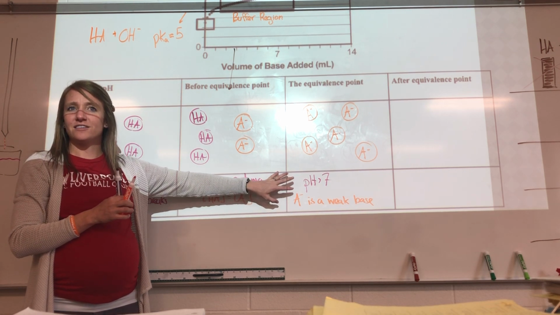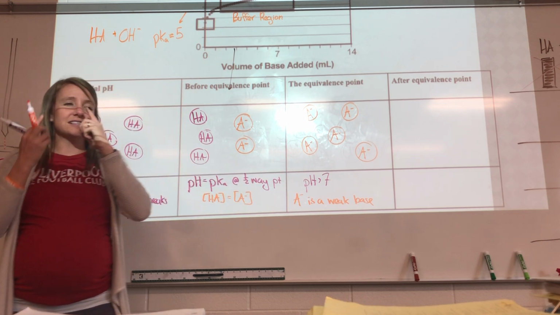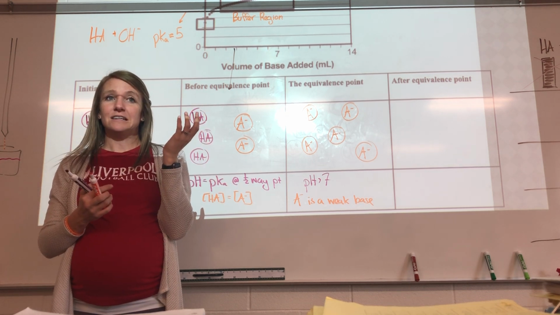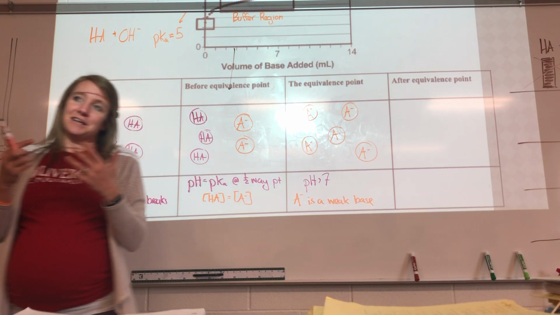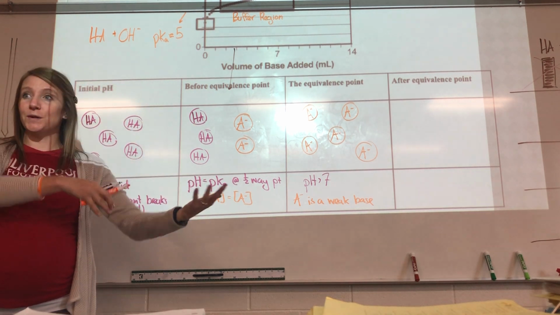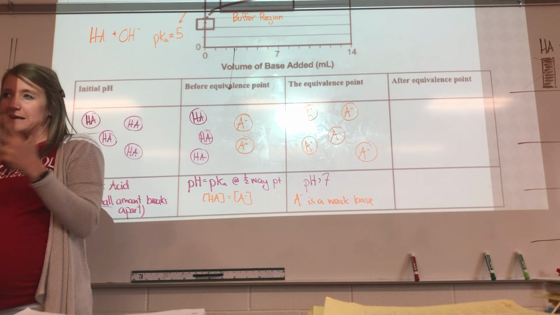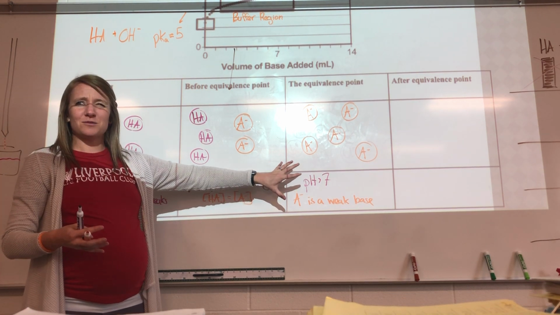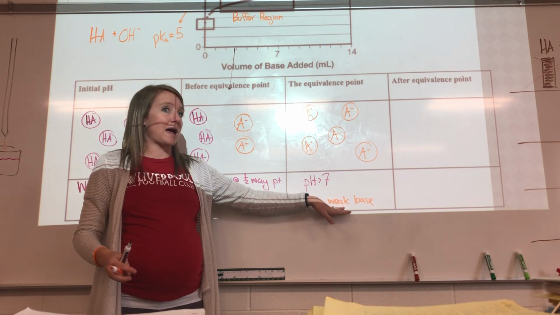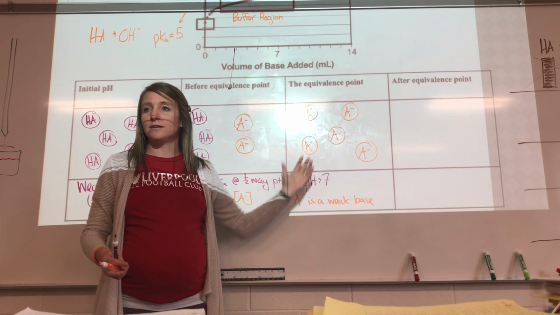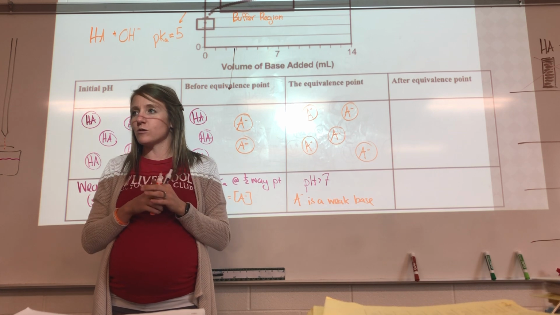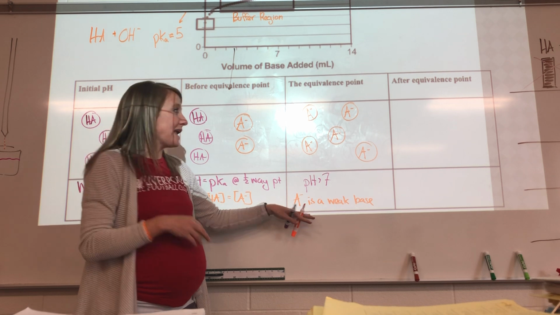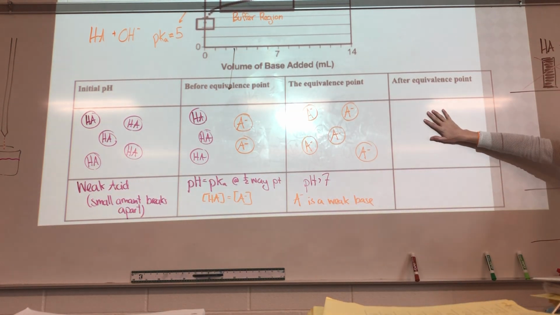Questions on that? The biggest misconception is people saying, oh, it's above 7 because of the strong base. You don't actually have any more strong base. You have a weak base making new OH. So it's not original OH, it's new OH that's being made. So, questions with that? Now the moles thing is still true here. So M1V1 equals M2V2 still holds true, because the moles are still equal. So, good? Okay, last box. What should I have here?